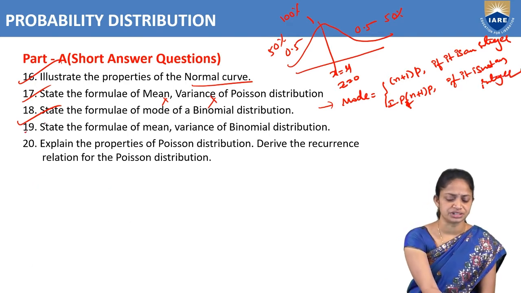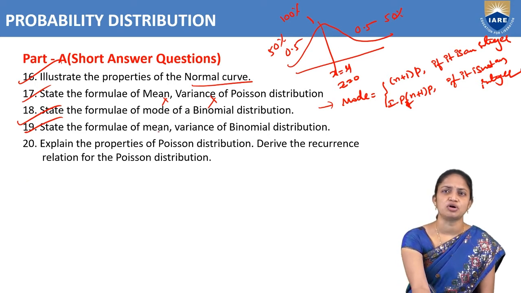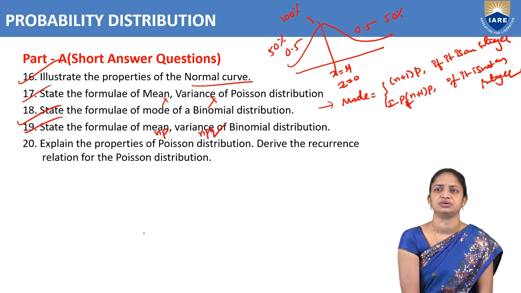Coming to the next question, state the formulas for the mean and variance of the binomial distribution. The mean of the binomial distribution is NP and the variance of the binomial distribution is NPQ.